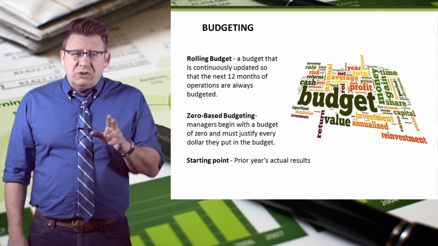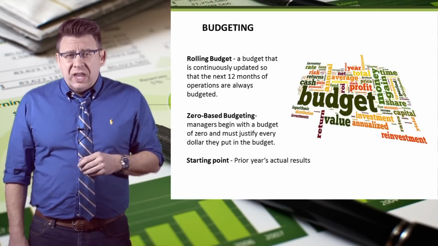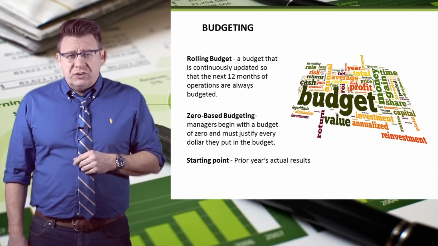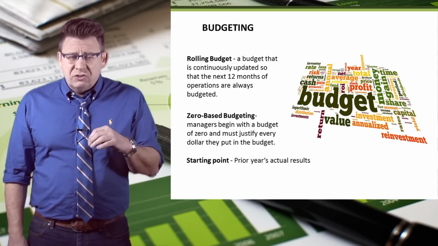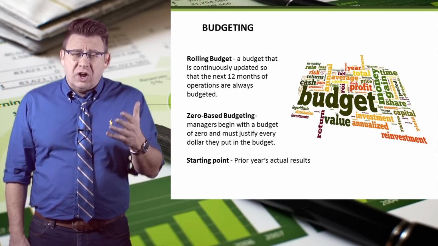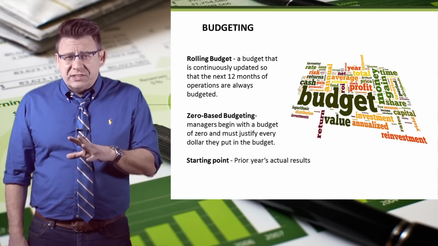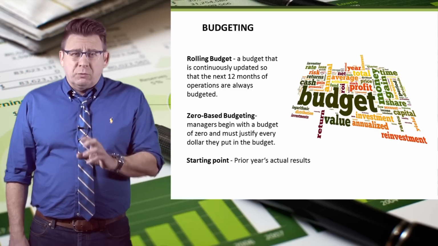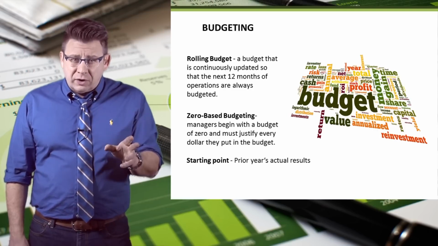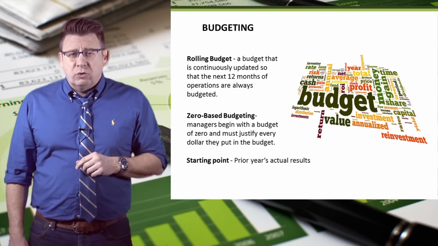There are a few other budgeting terms you'll want to be familiar with. A rolling budget is a budget that is continuously updated, so the next 12 months of operations are always budgeted. So a budget that runs from January to December becomes a budget that runs from February to January once January actual results are known.